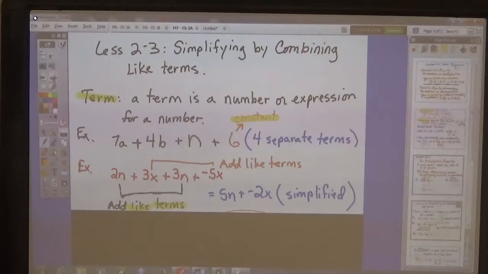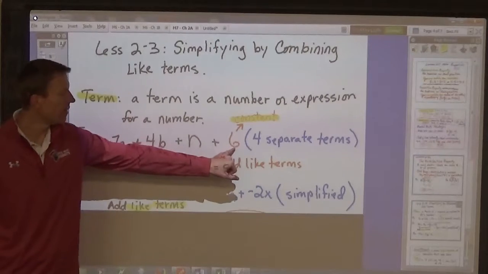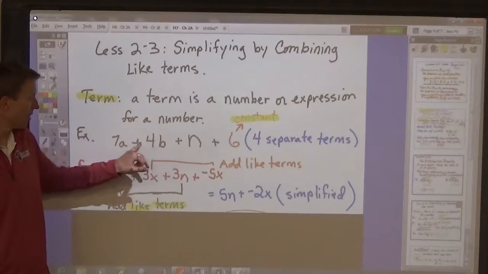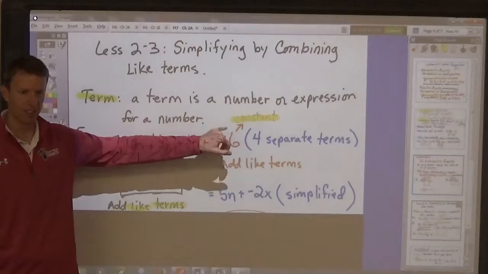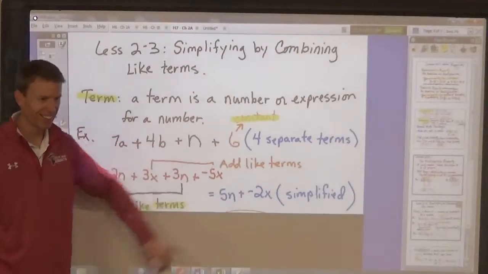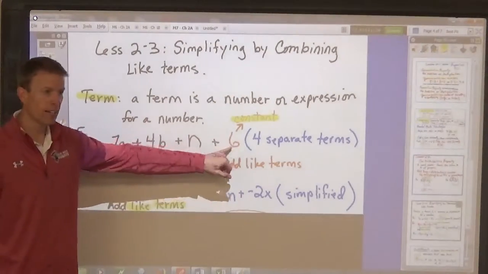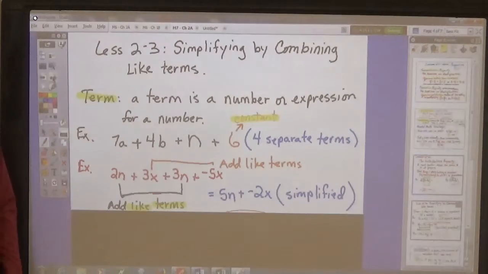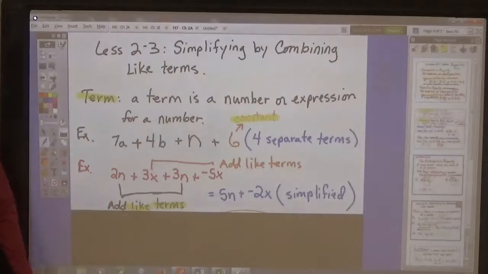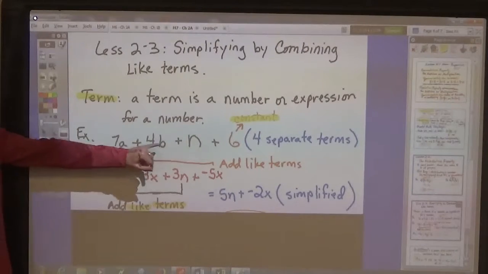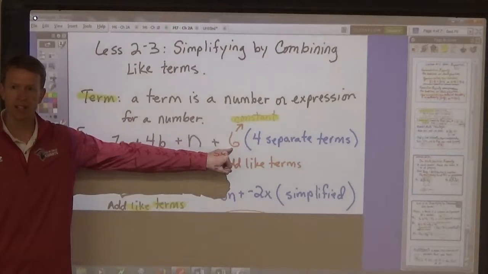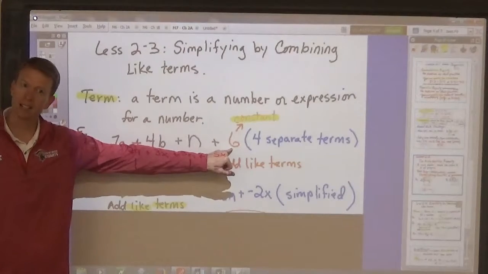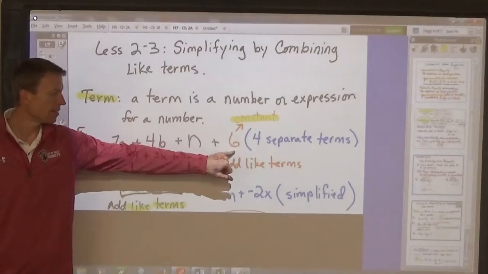Then, one of these does not fit. One of them is different than all the others. These are all what we call variable terms. What are they, Melina? Variable. Good. And the other one is called a what? Constant. A constant. Meaning that this is just 6.